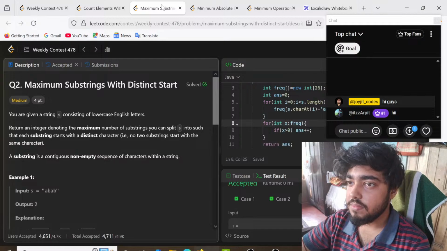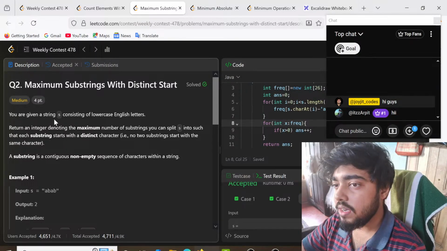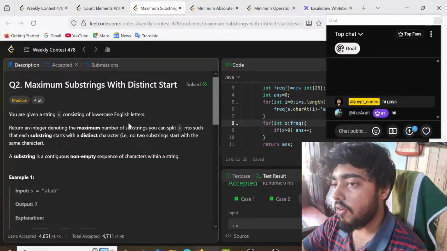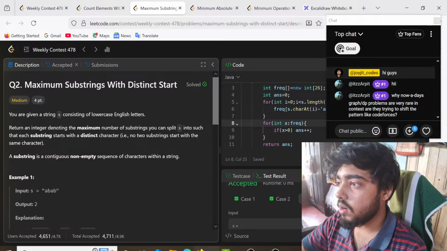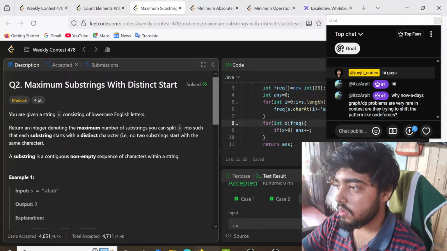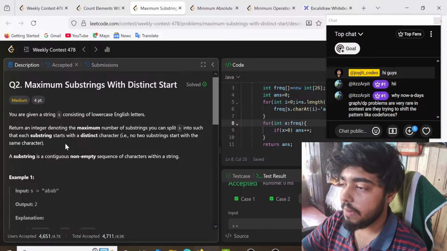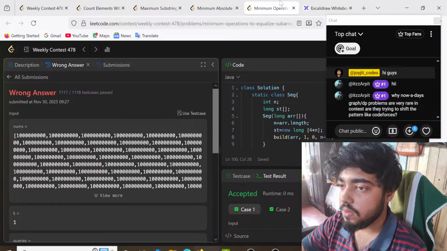Anyways, let's move on to the second question. The second question is maximum substring with distinct start. You're given a string s consisting of lowercase English letters only. Return an integer denoting why nowadays graph DP problems are very rare in contests, are they trying to shift the pattern like Codeforces? DP is quite less, I have seen, compared to other times. The second question was a greedy one. I don't know, man, what LeetCode is doing. I'm really a little bit aloof from the CP genre at this moment.